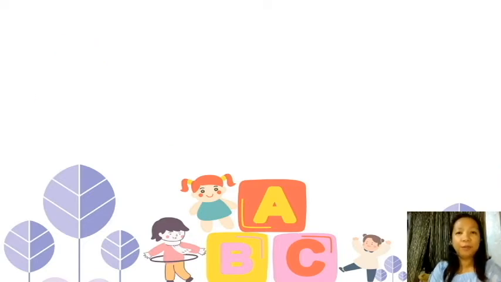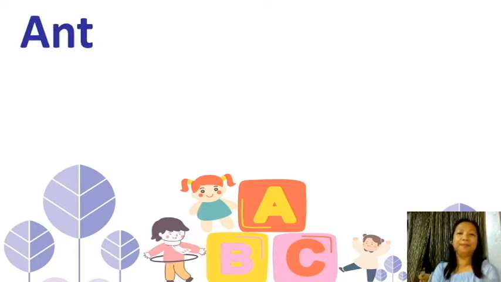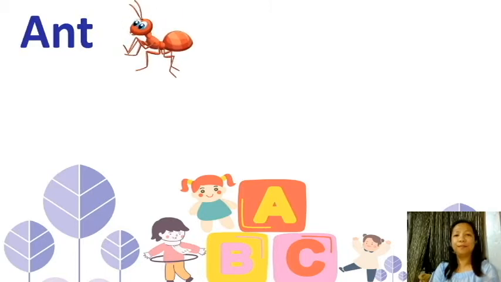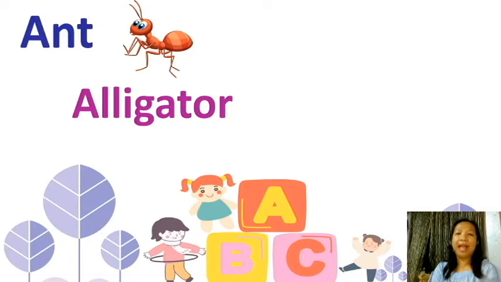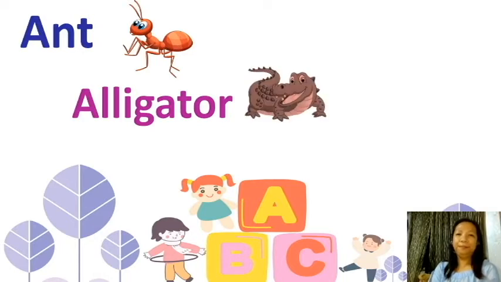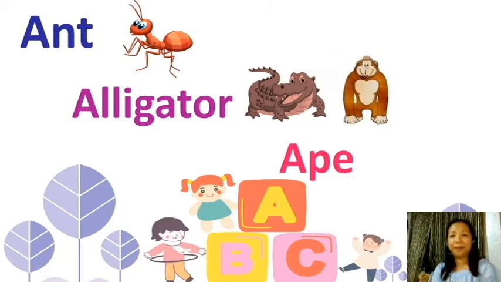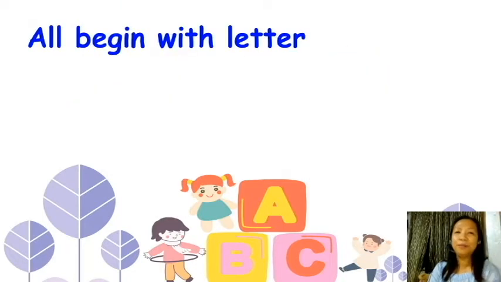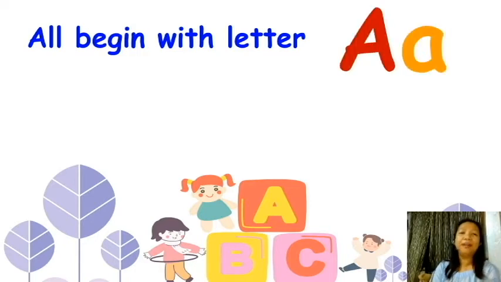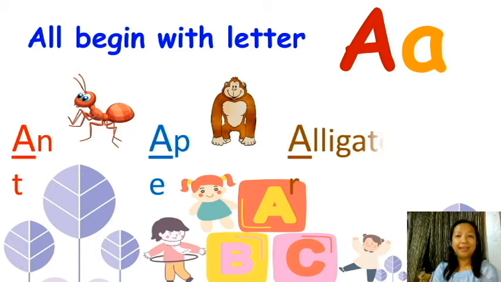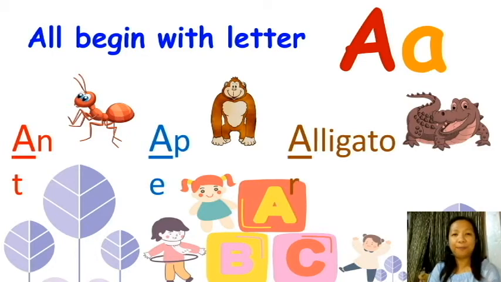Now let's go to words which start with the letter A. First, we have ant. Also, we have alligator. And then we have ape. All these words begin with letter A. We have, again, ant, alligator, and ape.